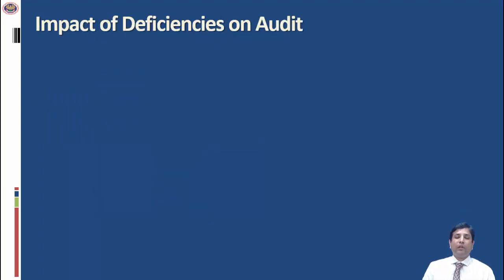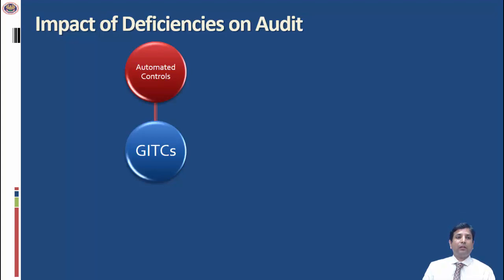Now let us take a look at the impact of deficiencies in GITCs on our audit. So just like any other control, GITCs, when we test, it is likely that we encounter deficiencies. So what is the impact? As we know that GITCs are supporting the operation of automated controls and automated application controls. And in case there are deficiencies in GITCs, there could be a direct impact on the level of reliance we can place on the automated controls within the ERP.